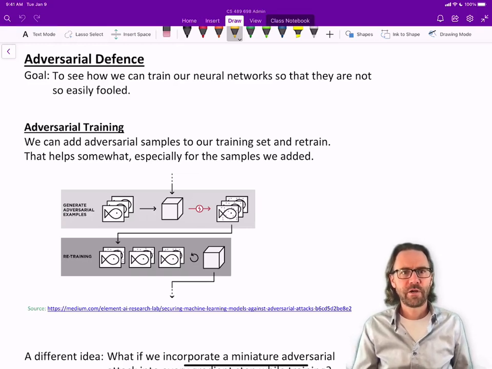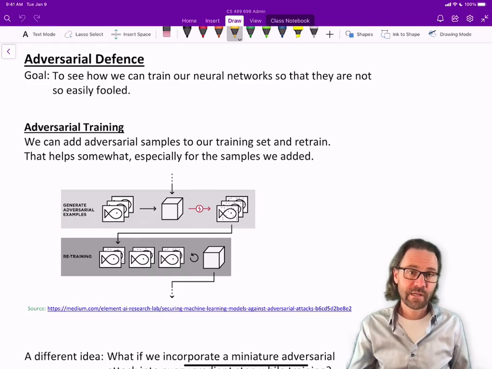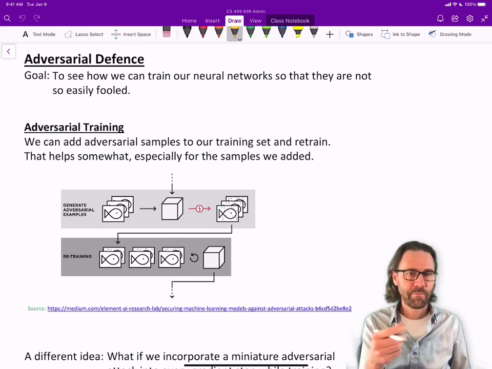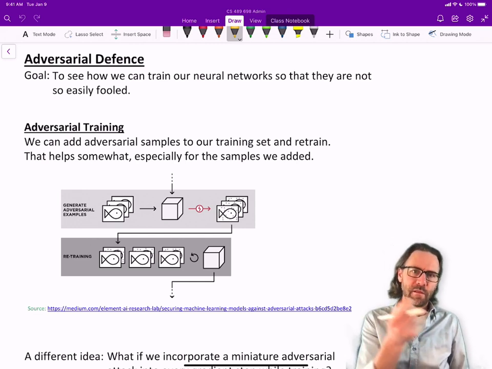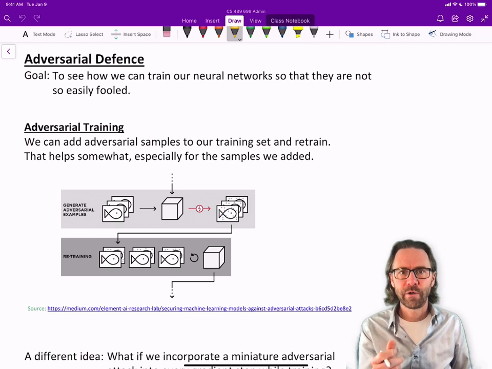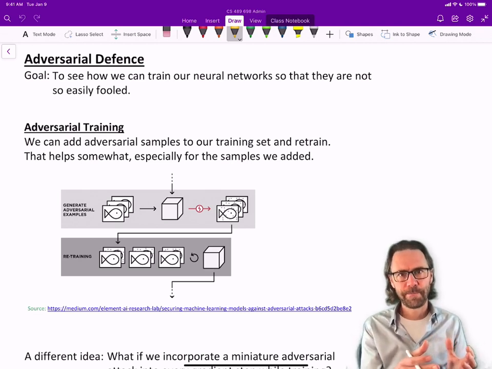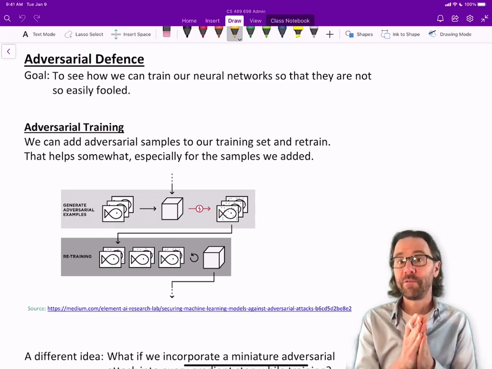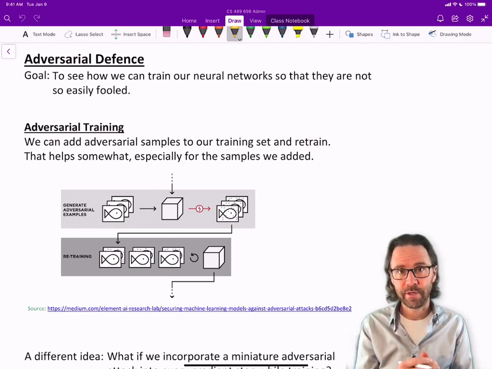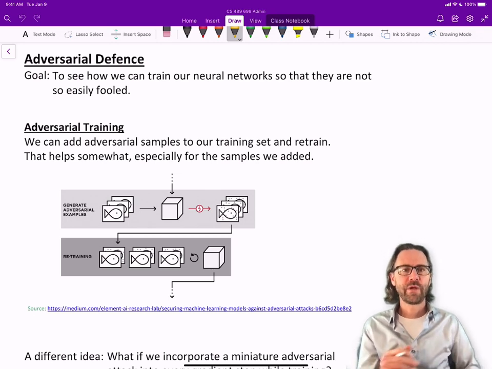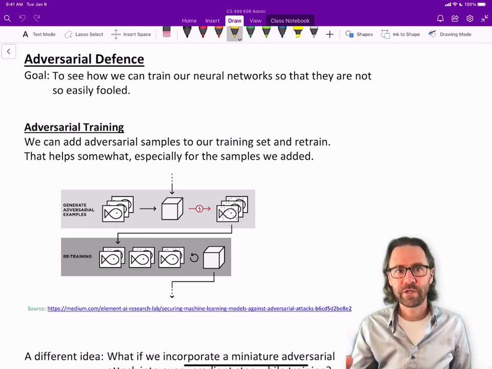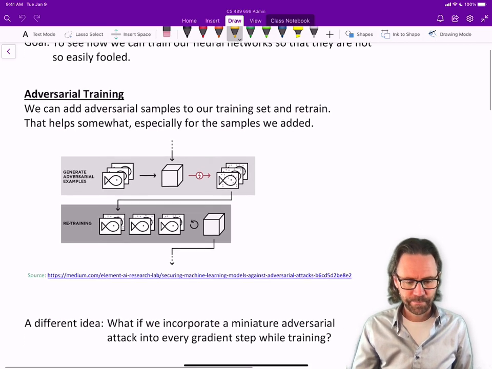In this video, I'm going to talk about adversarial defenses. In the last video, I talked about how it's actually quite easy to generate adversarial examples, or perturbations on inputs, that fool the neural network into classifying it incorrectly. So in this video, adversarial defenses: what can we do to avoid that from happening? The goal is to see how we can train our neural networks so that they are not so easily fooled. It's still an open question, but there are some things we can do.